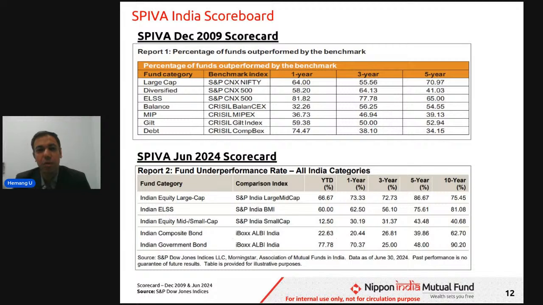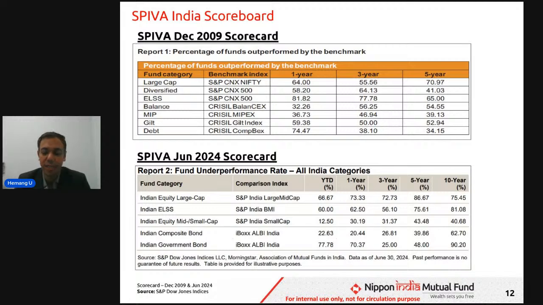So this is what I was talking about, the SPIVA India Scoreboard. So what is SPIVA? SPIVA is published by Standard and Poor's. It is Standard and Poor's Index Versus Active funds. So there are two tables that you can see on your screen. One is way back in December 2009, and the other is the recent one in June 2024.